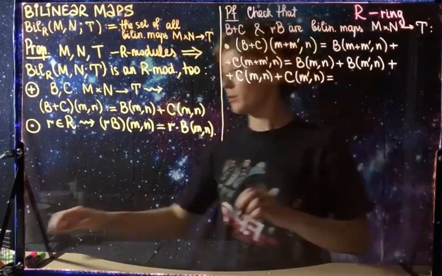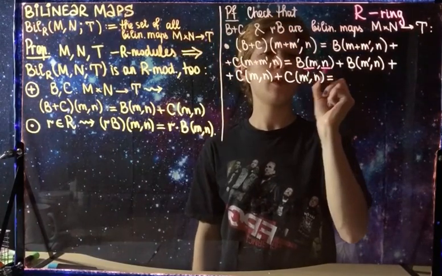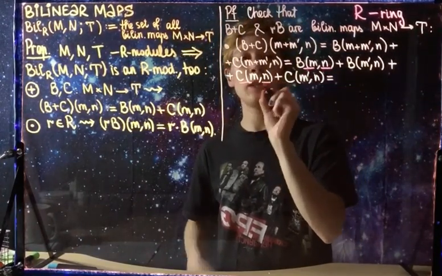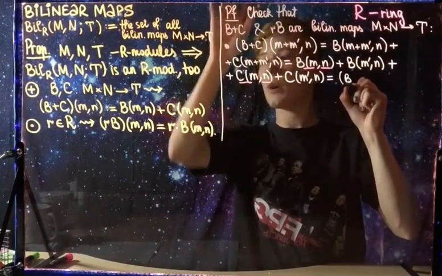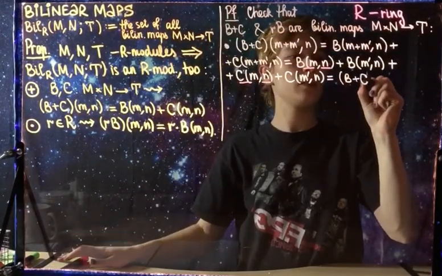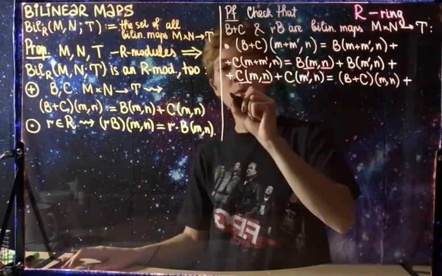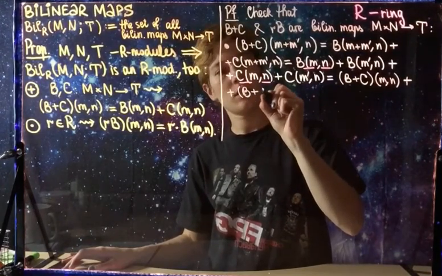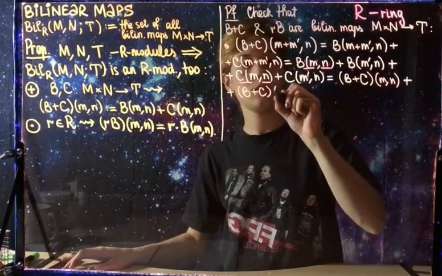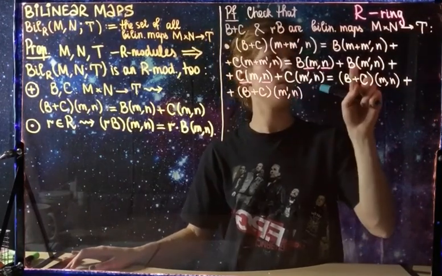And now we rearrange the summand. So we take this summand B of m comma n and C of m comma n, and by definition this is equal to B plus C applied to m comma n. And now the other two summands. It is B plus C applied to m prime comma n, these two summands.